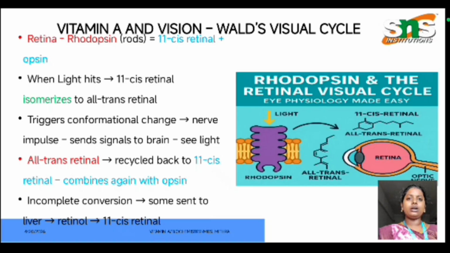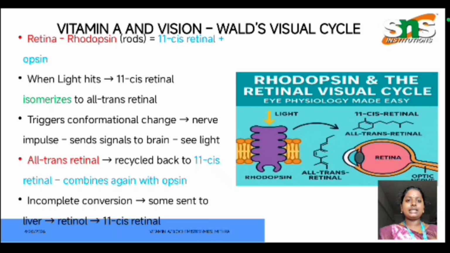So when light rays hit our eye, 11 cis retinal isomerizes to all trans retinal. That is, it changes structurally from cis to trans. Cis retinal has groups on the same side and trans retinal on the opposite side. This triggers a conformational change, a nerve impulse happens and sends signals to the brain, and it instructs our eye to see the light.